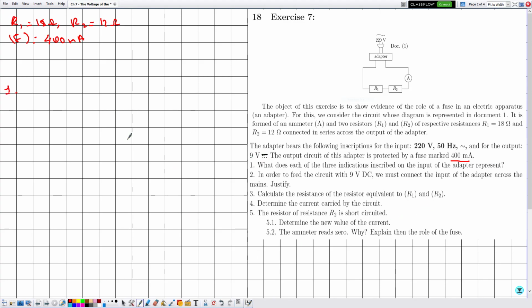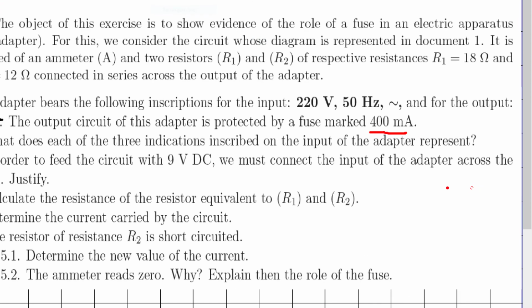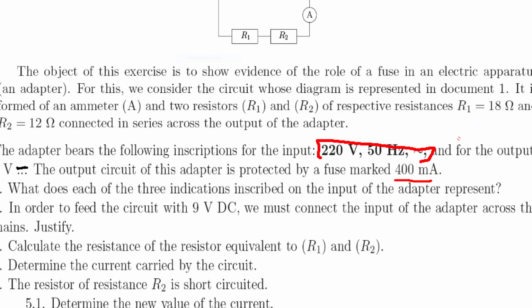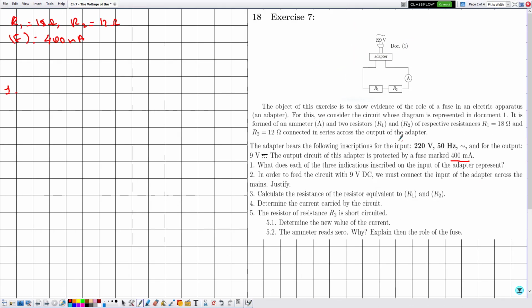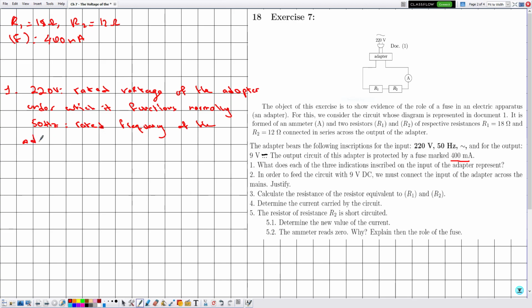Now in number 1, they are asking what does each of the three indications inscribed on the input of the adapter represent. So remember that the adapter is an electric component which functions when it is fed by such type of voltage. So what does 220 volts represent? Rated voltage of the adapter under which it functions normally. Hz: rated frequency of the adapter under which it functions normally.